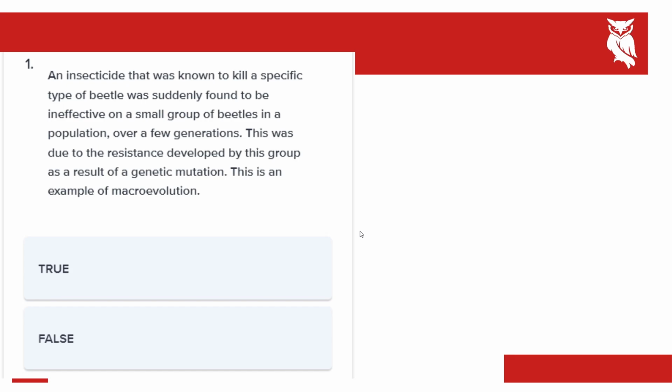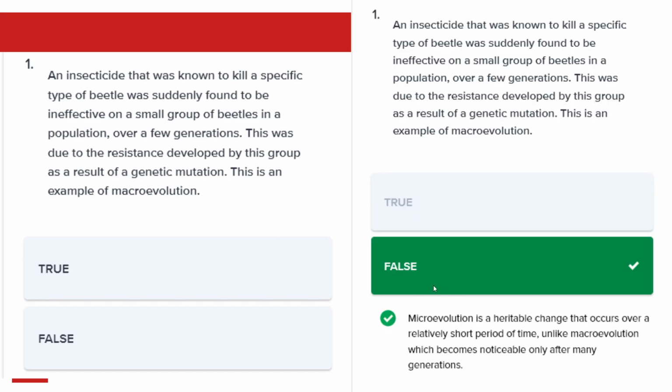An insecticide that was known to kill a specific type of beetle was suddenly found to be ineffective in a small group of beetles in a population. Over a few generations, this was due to resistance developed by this group as a result of genetic mutation. This is an example of macroevolution. Think about your answer now. All right, the answer is false. This is microevolution, heritable change that occurs over a relatively short period of time, unlike macroevolution, which becomes noticeable after many, many generations. Think hundreds of thousands of years.